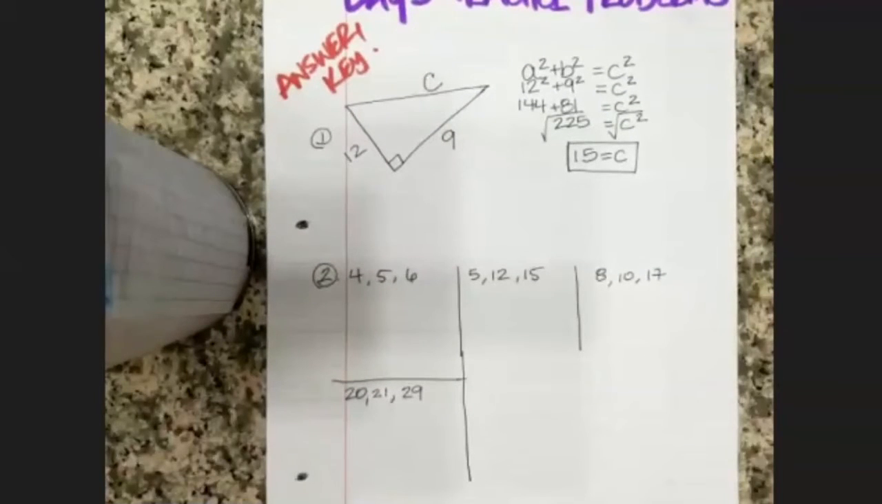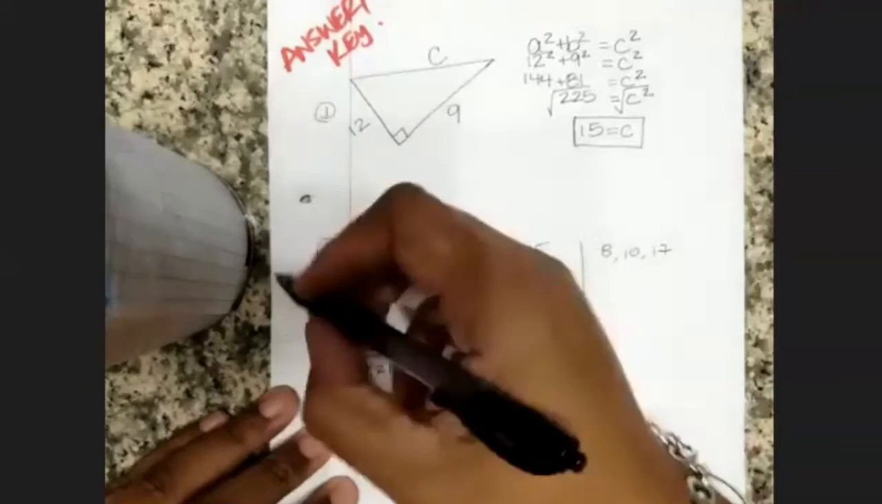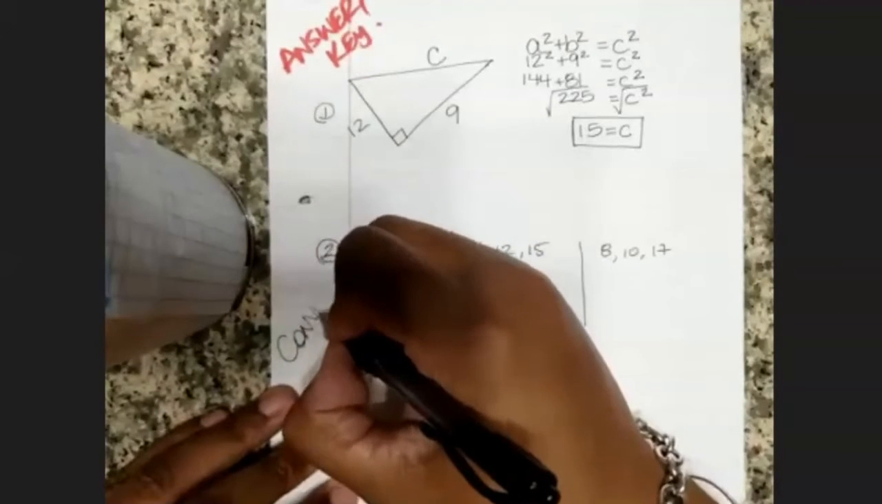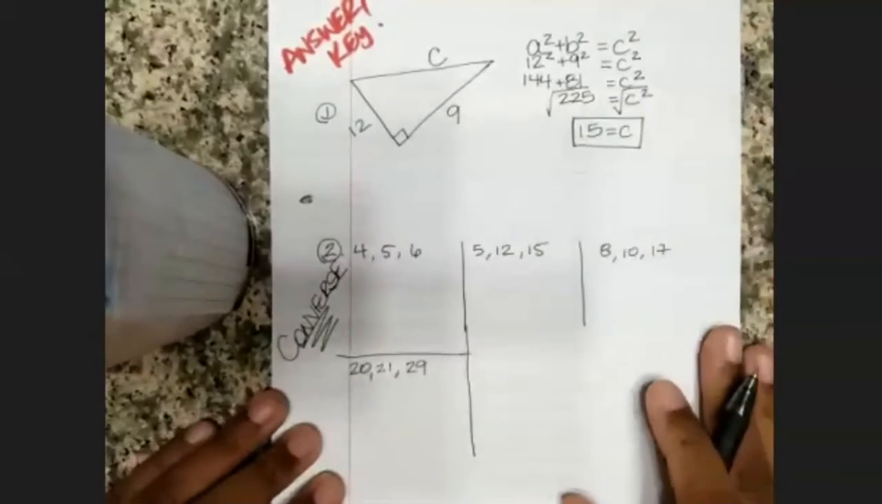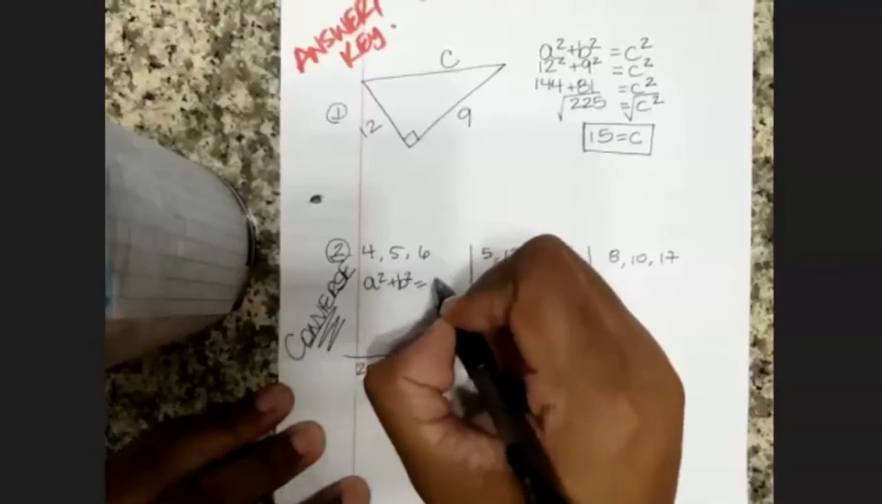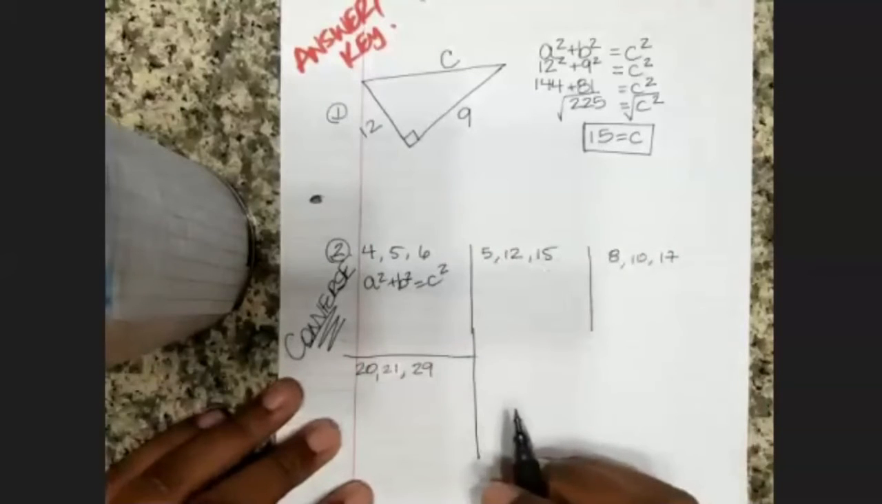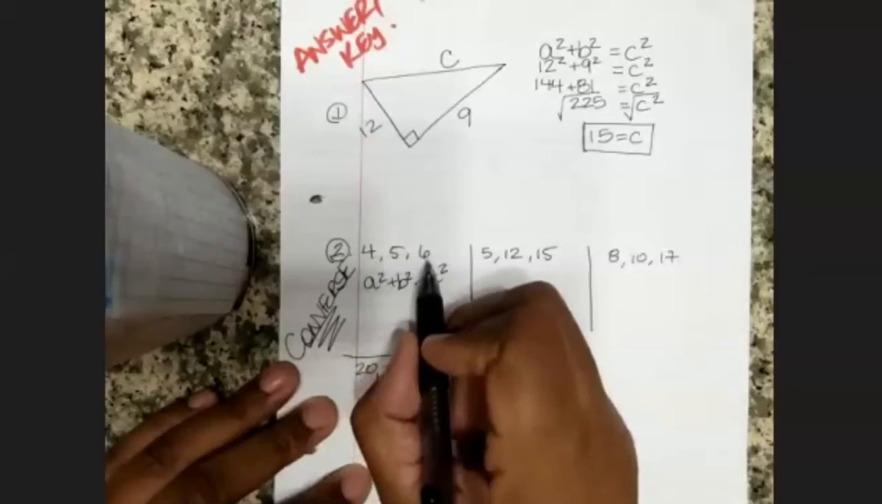Now in problem 2, I look at the sets of triangle sides and I need to determine if those three sides could form a right triangle. To simplify this, we will use the converse of the Pythagorean theorem, which we discussed yesterday. That tells us that if these numbers fit into the Pythagorean theorem, meaning that they give us an equal equation at the end, then those three sides form a right triangle.